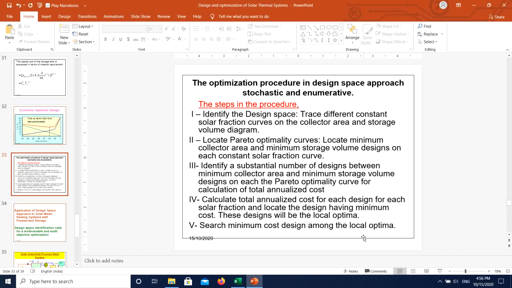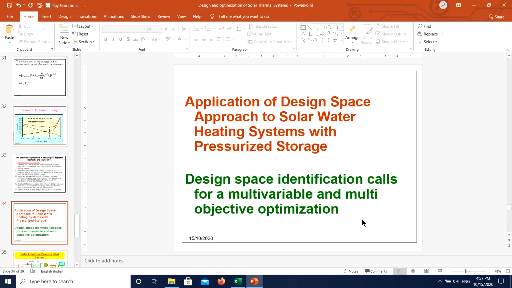I have tried to present this design space approach in the easiest way possible for me. Those who are interested further, they can mail me, and then we can have a discussion on design space approach. I'll be happy to help them by training them for designing the solar system using design space approach. So this is the design space approach, and then in the next presentation we will discuss the application of design space approach for solar water heating system with pressurized storage, which is used for industrial systems.